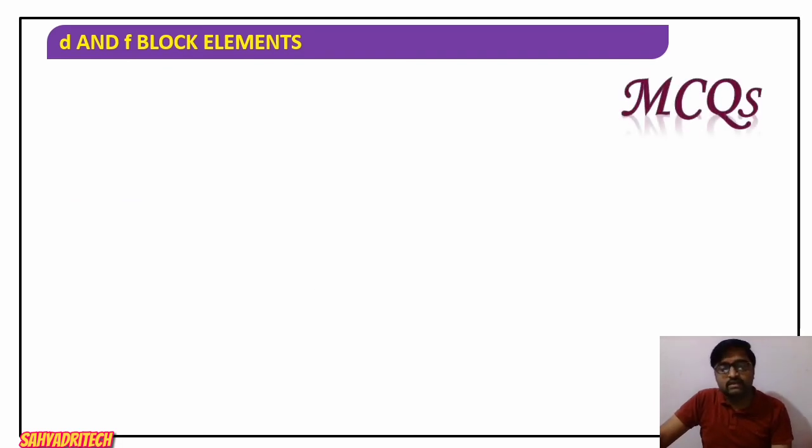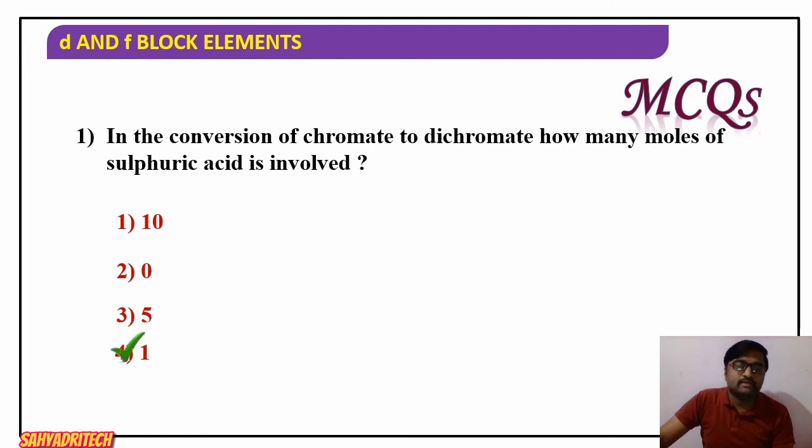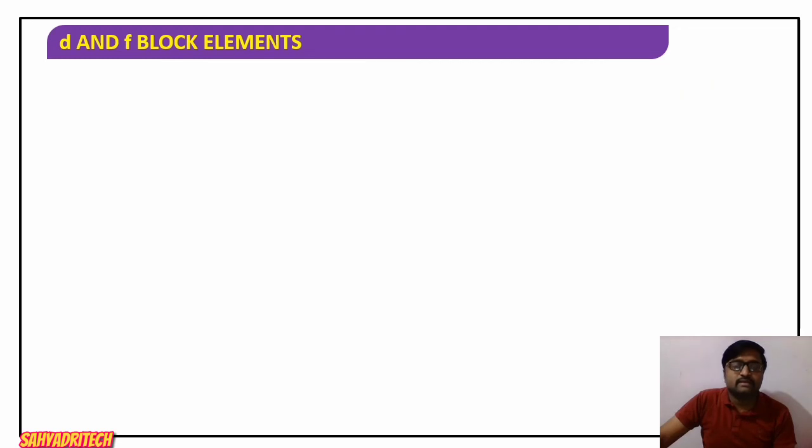Well, then coming to MCQs, the first one: in the conversion of chromate to dichromate, how many moles of sulfuric acid are involved? Options 10, 0, 5 and 1. Yes, it is 1 mole of sulfuric acid. That is 2 H plus ions required. Therefore we say 1 mole of sulfuric acid. Yes, answer is the fourth one.